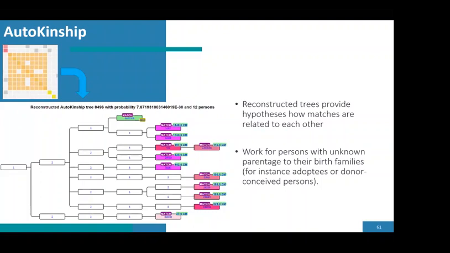There are some options available, but since it only employs shared DNA information, it also works for adoptees or donor-conceived persons. It works for all companies that provide the shared DNA information between shared matches. At this moment, only MyHeritage, 23andMe, and GEDmatch are supported.